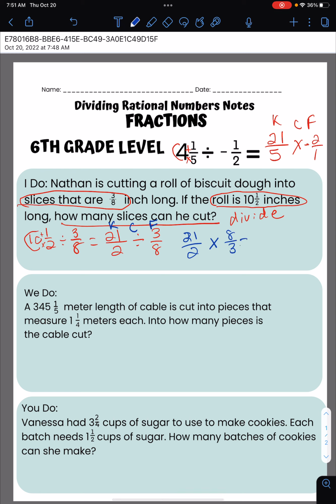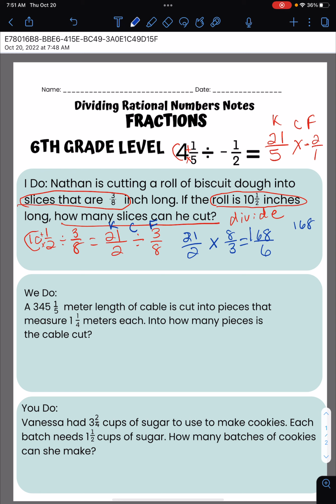Okay? So now we're going to do 21 times 8 and 2 times 3. Well, 2 times 3 is 6. 21 times 8. Well, 8 times 1 is 8. 8 times 2 is 16. 168. So you would have to simplify that.